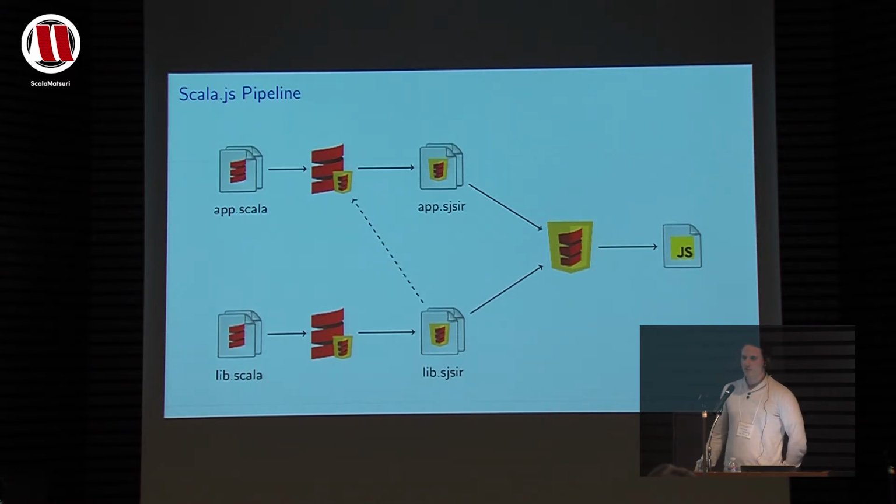Now, from the previous slide, we see this arrow here is missing. Right? So the compiler actually doesn't know about the types in the library you're compiling against. Easiest would, of course, just be to teach the Scala compiler to use these IR files.